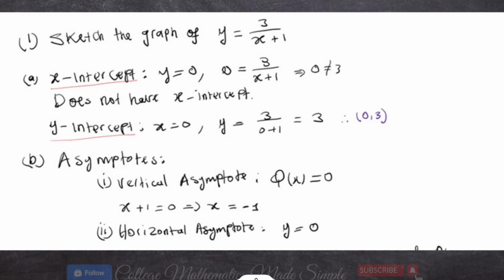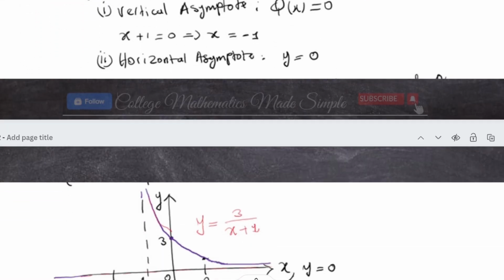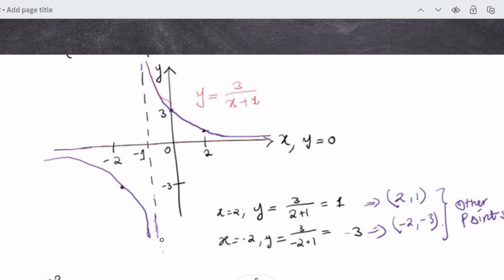For the horizontal asymptote, you analyze the degree of the numerator and the denominator. If the degree of the numerator is less than the degree of the denominator, then y equal to 0 is the horizontal asymptote. So we put the vertical asymptote at x equal to negative 1 here and the horizontal asymptote y equal to 0. Now we can put the y-intercept, which is at 3, and we find other points because we want to know whether the graph will fall on the upper left or bottom left, right?